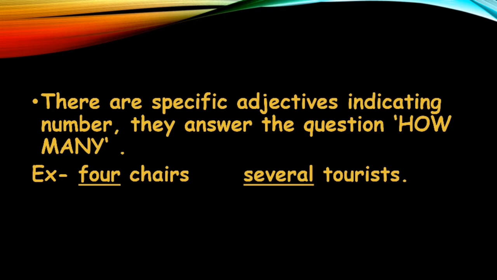There are specific adjectives indicating number also. Like we have seen adjectives of quantity, in the same way there are adjectives which indicate number. Number means numerical numbers, and they answer the question how many, kitne. Like 4 chairs. How many chairs? 4. Several tourists. Several means a number of. So here 4 and several will be adjectives of number because they are telling us how many. These are adjectives of number.